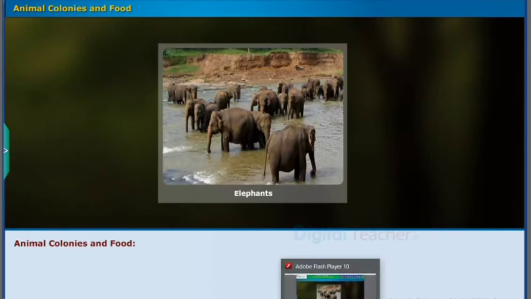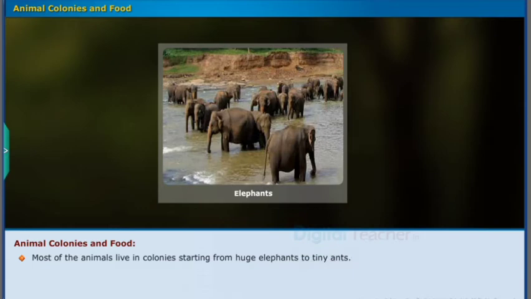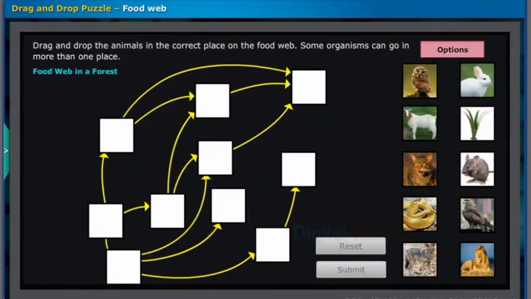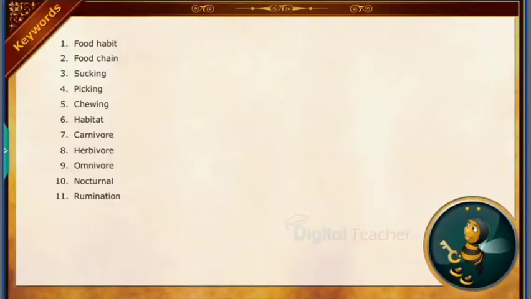Let us study animal colonies and food. Most of the animals live in colonies. Drag and drop the animals in the correct place on the food web. Some organisms can go in more than one place. Keywords. List of keywords are shown on the screen.